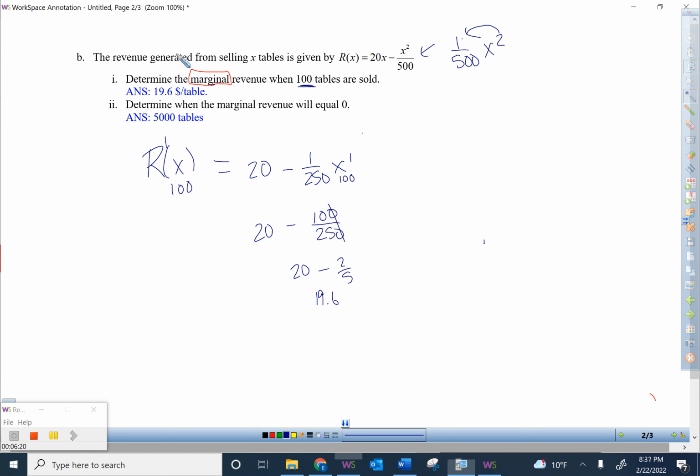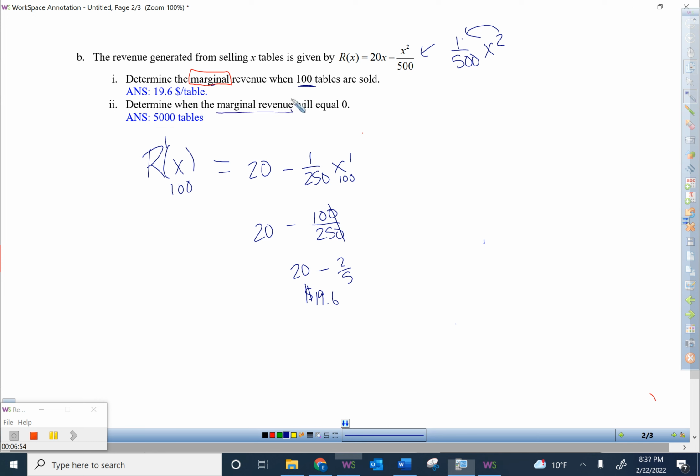Okay, but in context, it was talking about the revenue from selling tables, so this is money. Because it was directly related to the marginal revenue, or the derivative, it's the increase in revenue that's happening, okay? So here it's 19.6 more dollars happening for 101 tables than it was for that 100. Okay. This one says determine when the marginal revenue will equal 0.